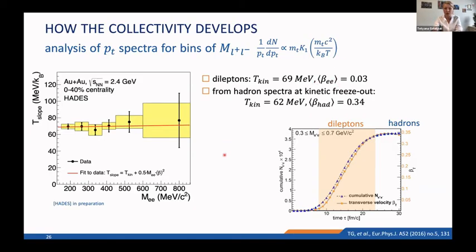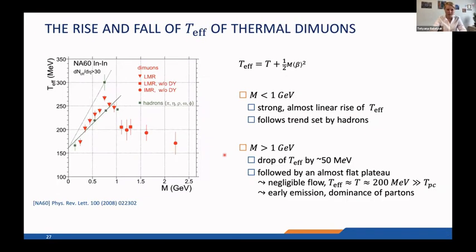Similar results were obtained by the SPS measurements, the NA60 measurements in this case. Again, this effective slope parameter is plotted as a function of the dimuon invariant mass, but of course now extended to higher invariant masses. And what has been seen by the NA60 collaboration is that for invariant masses below 1 GeV, this effective slope parameter really grows as a function of mass, indicating also complementarity to the measurements of this slope parameter with the hadrons.